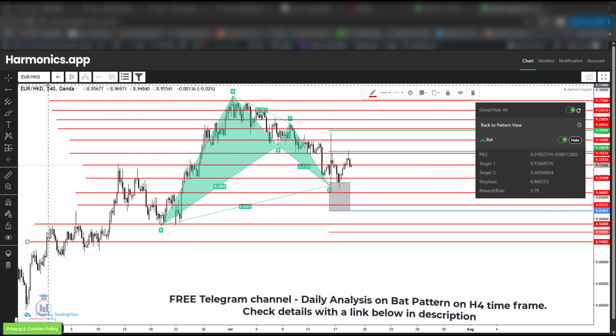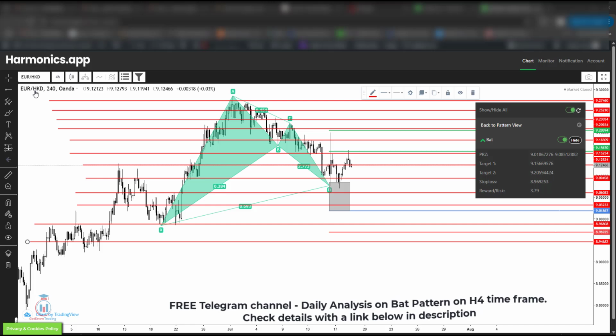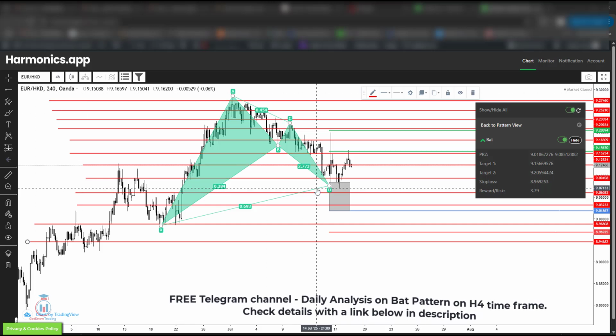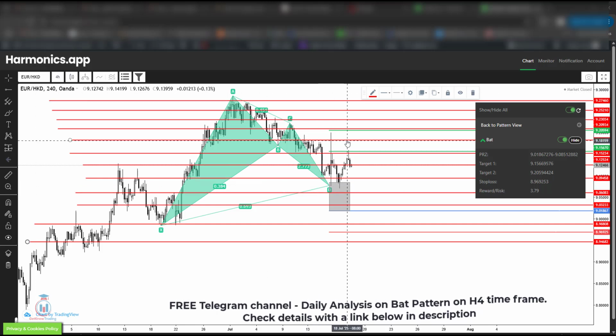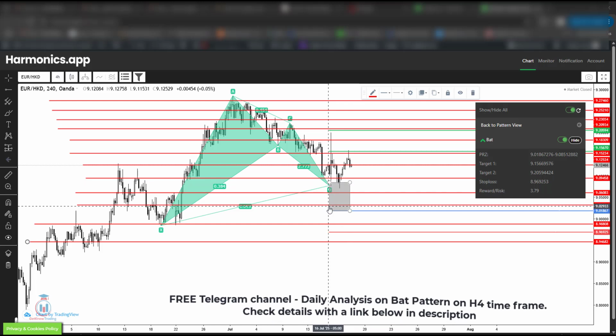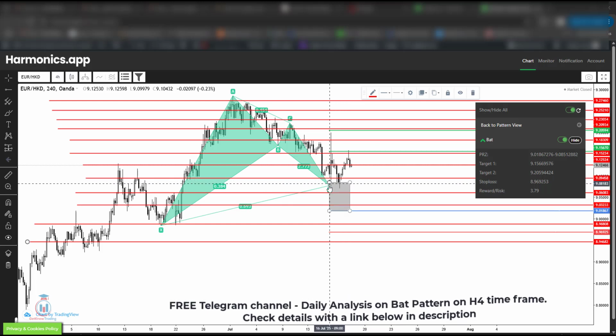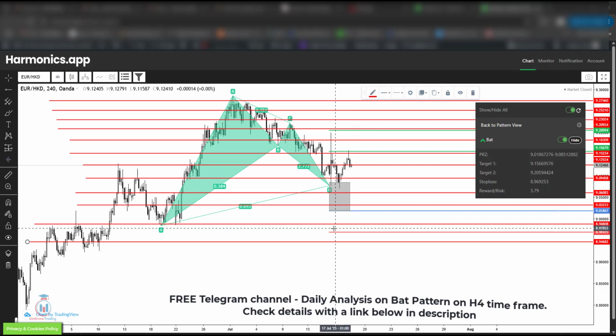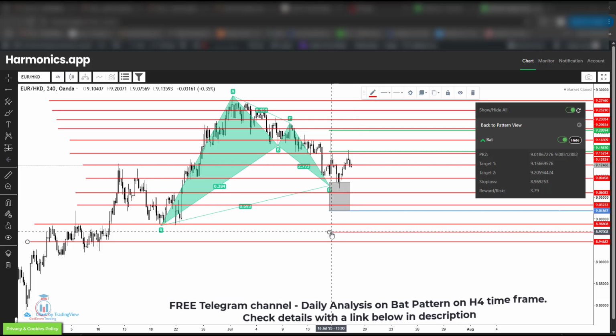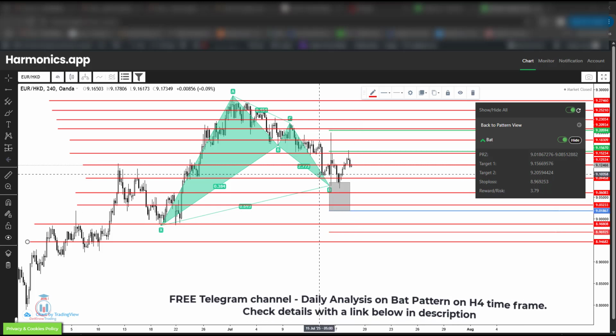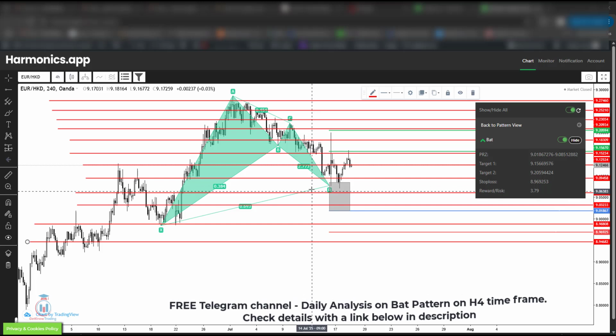You can see it is a 4-hour time frame for the euro against HKD, and this is a bullish bat pattern that has been formed on the chart. It is a large potential reversal zone. We can see that here it is a gray area where the entry level is here and the stop loss level is here. Let's make the analysis and also see how the price is behaving.